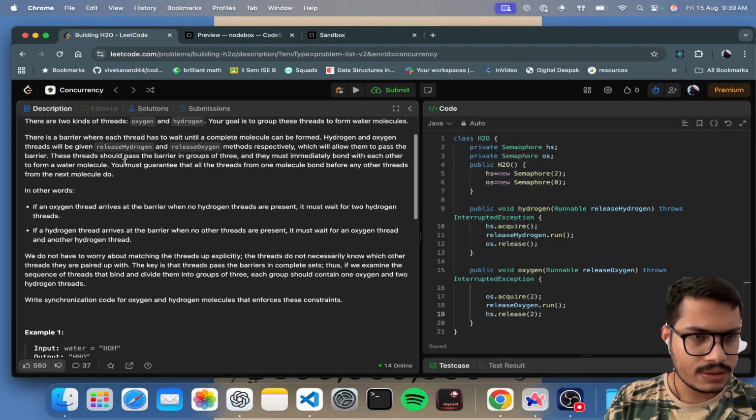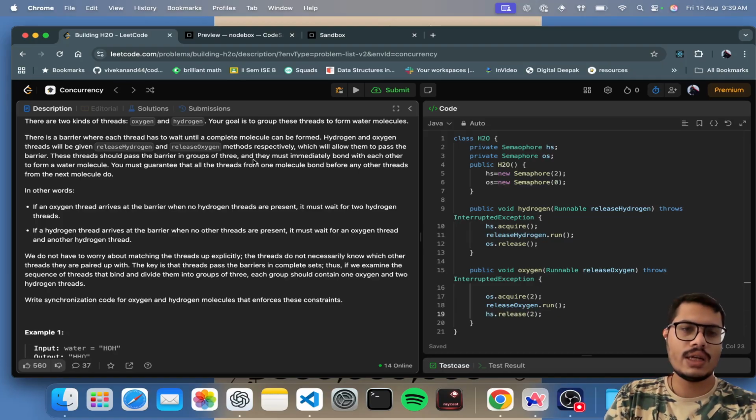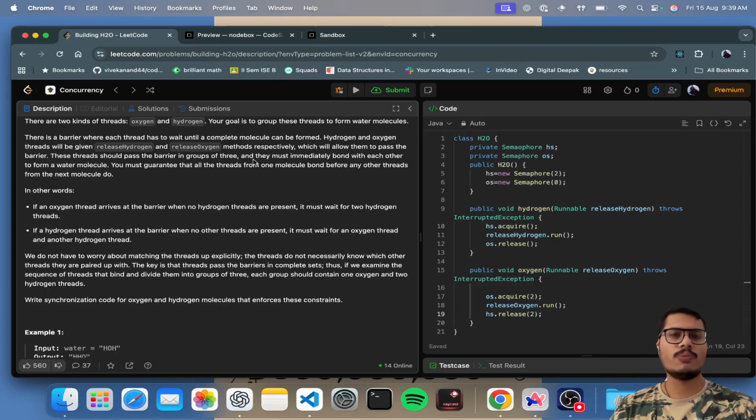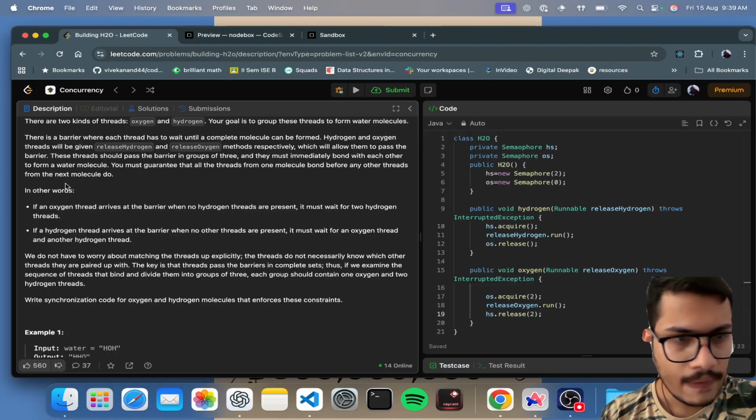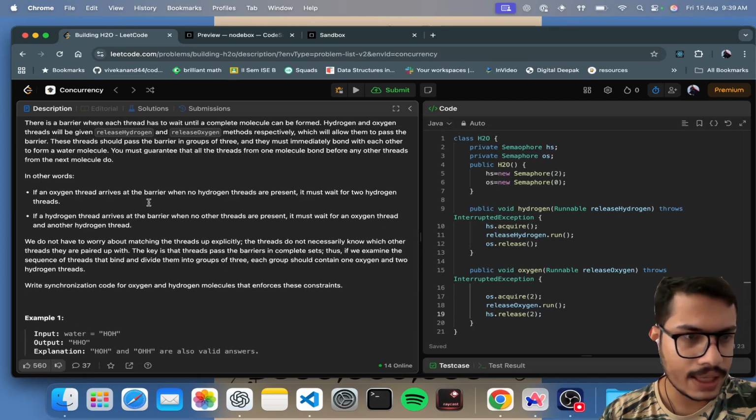So these threads should pass the barrier in groups of three. If they want to make a water molecule, they need to pass in a group of three, where two should be hydrogen and one should be oxygen. Okay, so this is a very simple problem, and let us see if there are any edge cases.